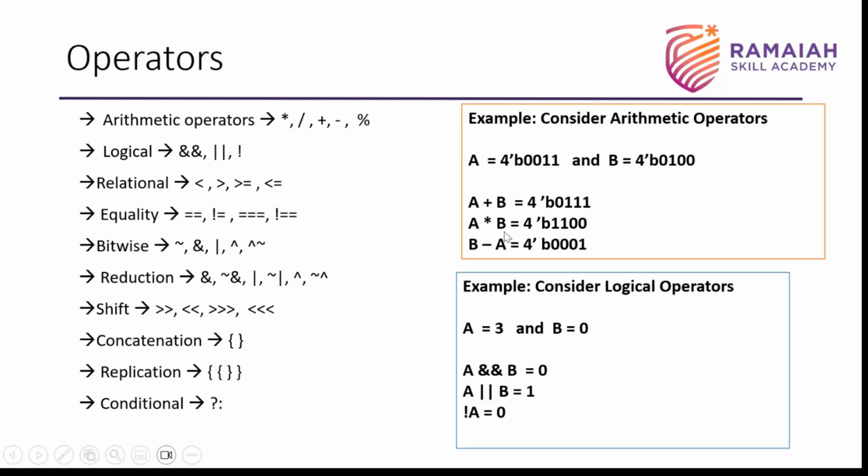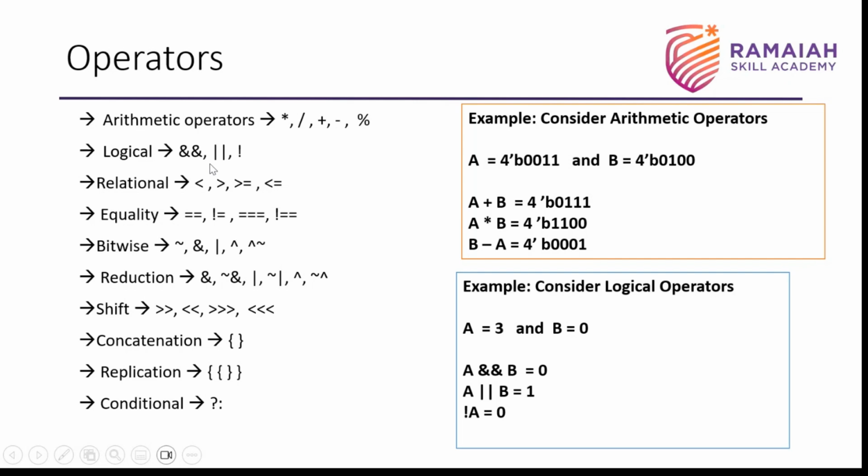A into B. This is multiply. Now 3 into 4 should give me 12. So the answer is 12 here. B minus A, 4 minus 3, that is 1. So it gives me 1. And it adds and subtracts bit by bit. So 1 plus 0 is 1. 1 plus 0 is 1. Again, 0 plus 1 is 1. 0 plus 0 is 0. So that's how you get this output.